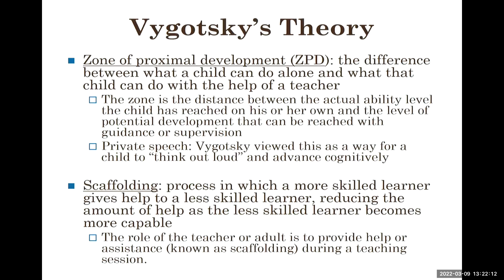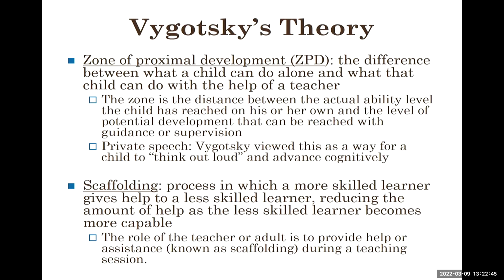Okay, so the two important concepts. First is the zone of proximal development. That's just the difference between what a kid can do alone and what they can do with help. There's going to be stuff that they can't do at all, that's outside the zone. Stuff they can already do doesn't count. So it's just the difference. Here we have a nice definition: the difference between actual ability and the potential development that they can be guided to learn to do.